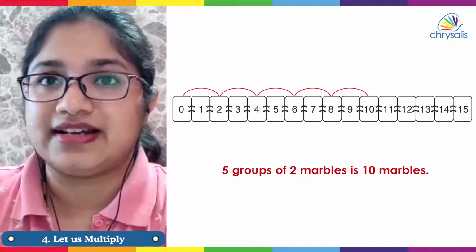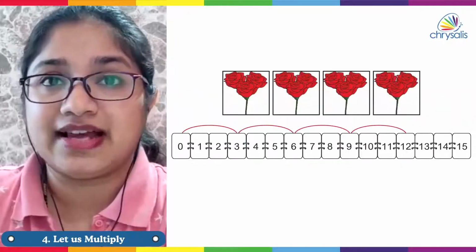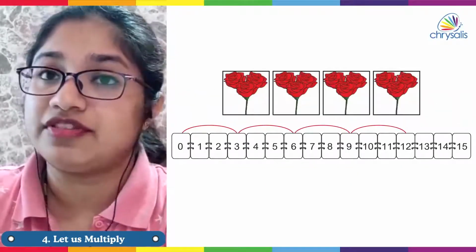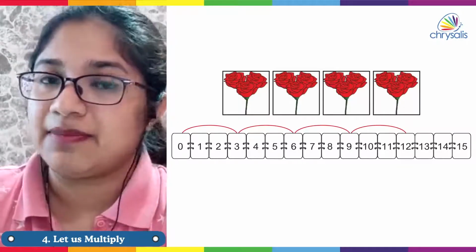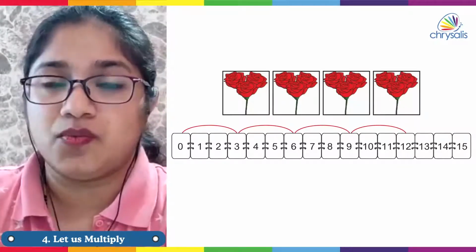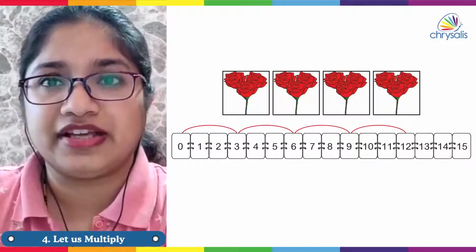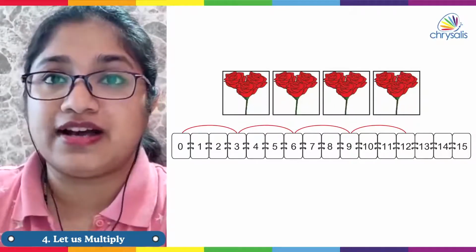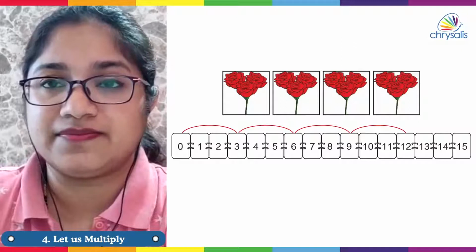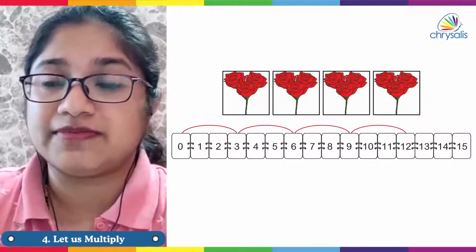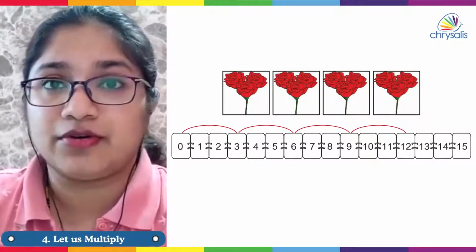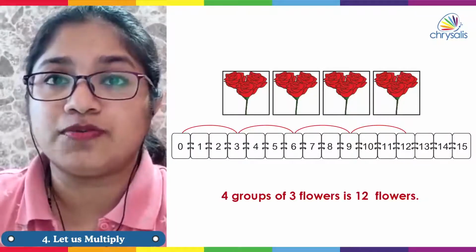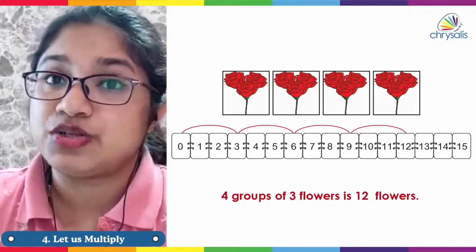Let us now look at another example. There are 4 groups of 3 roses. Come, let's count the boxes. 1, 2, 3, 4. So there are 4 groups of 3 roses. By skip counting 4 times in 3s, we get the total number of roses. 4 groups of 3 flowers is 12 flowers.